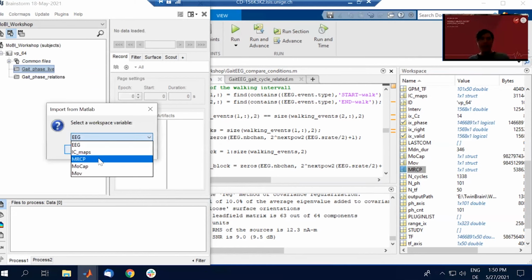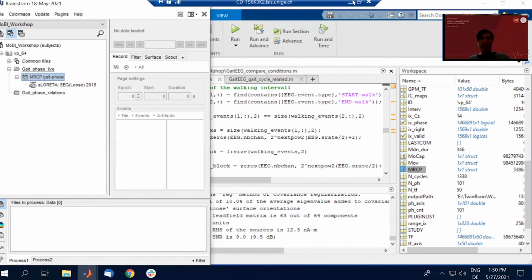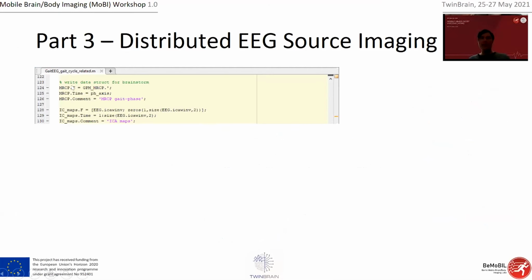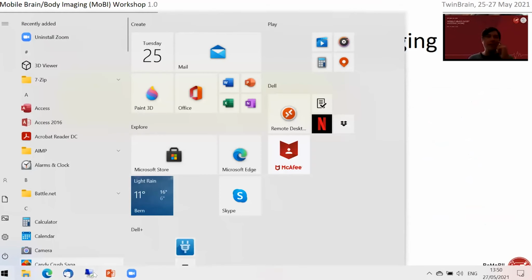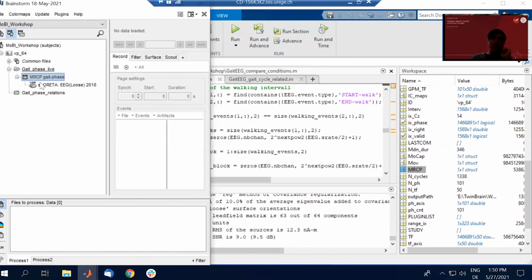I click on these MRCPs, and this corresponds to what I showed you here. In the script I was writing a MATLAB variable called mrcp.f final, and that's why it should be called like this. That's exactly what's happening. It's called MRCP gait trace related because I was setting it up.